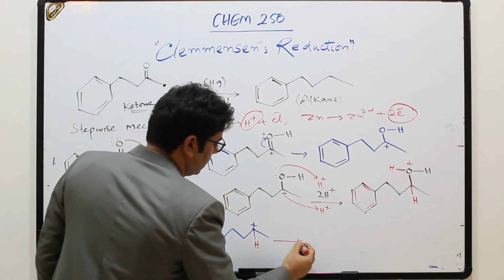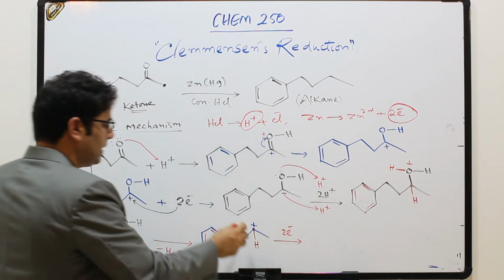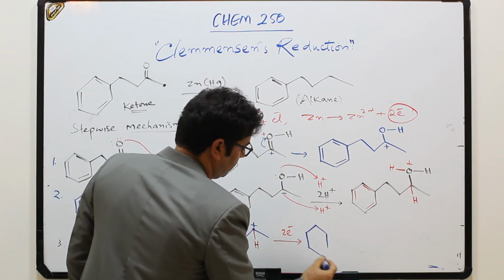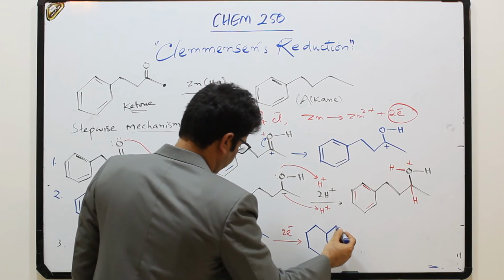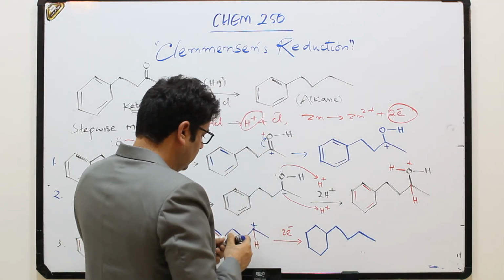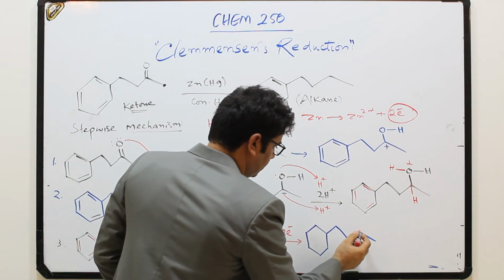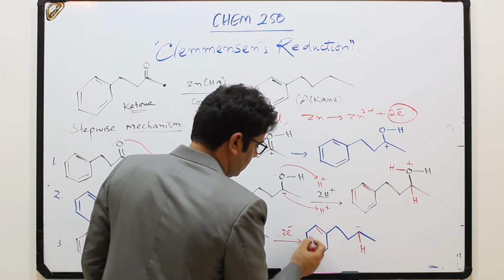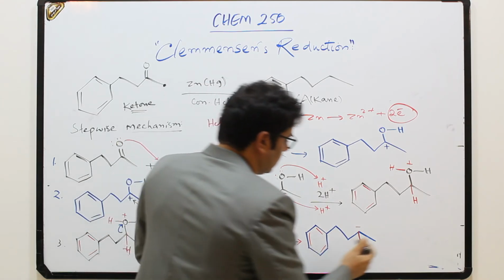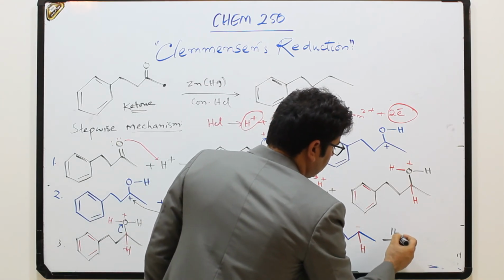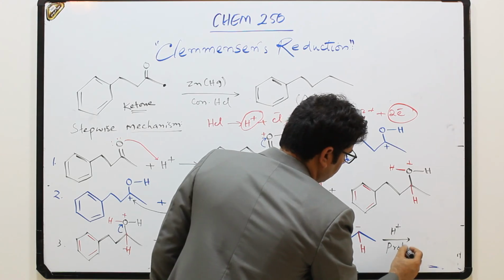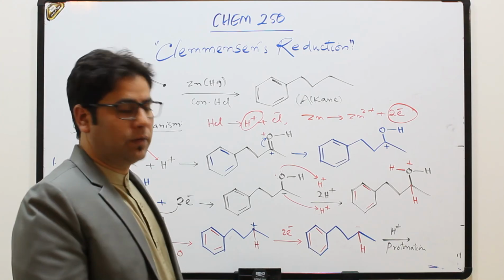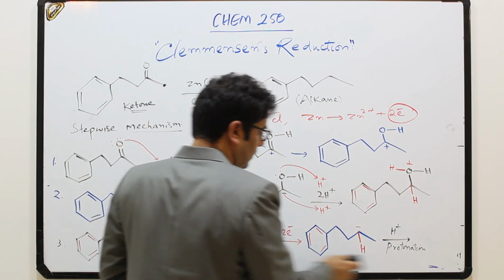Again there will be 2 electrons, they will attack this carbon. So there will be hydrogen and here will be negative charge. So finally, the final stage will be again protonation. What is protonation? Addition of hydrogen. What will be the result?